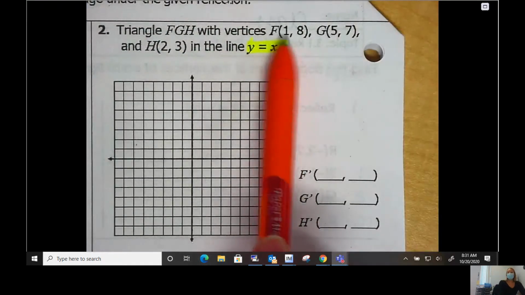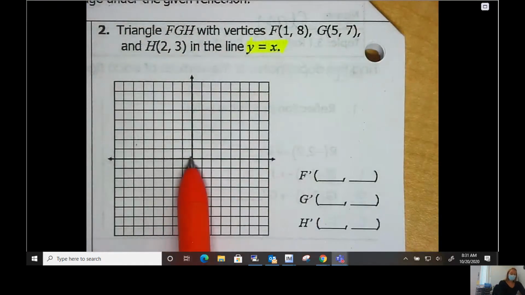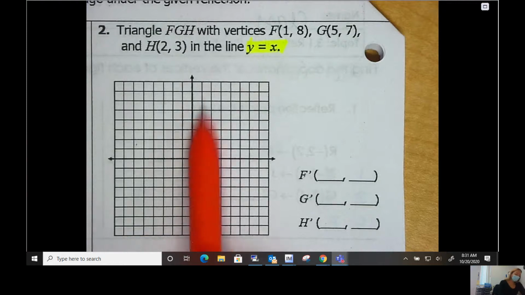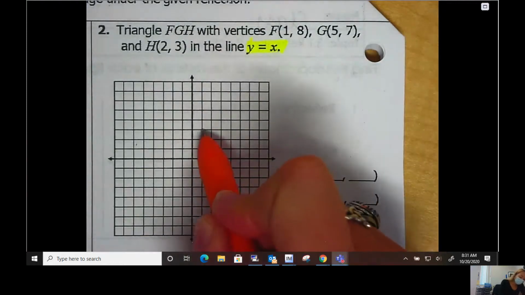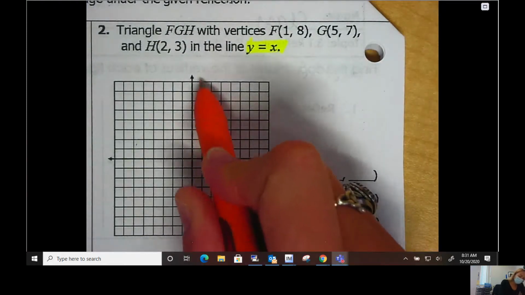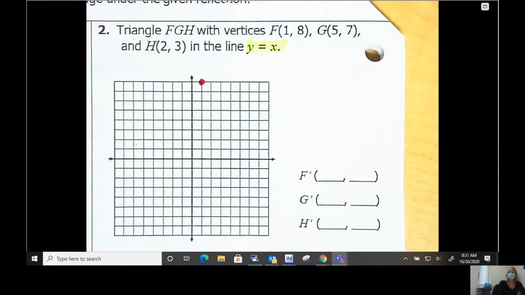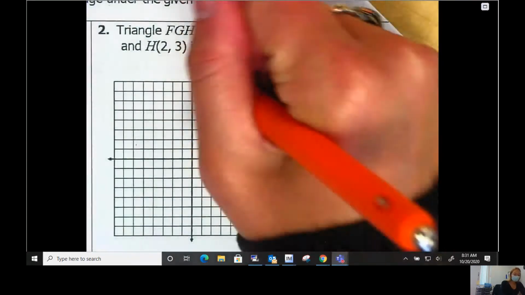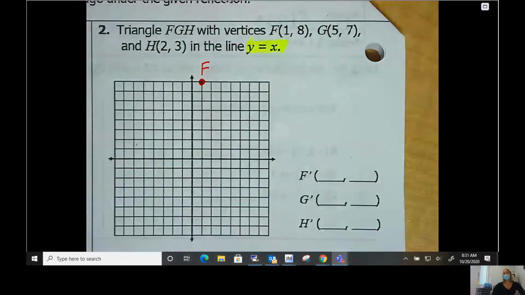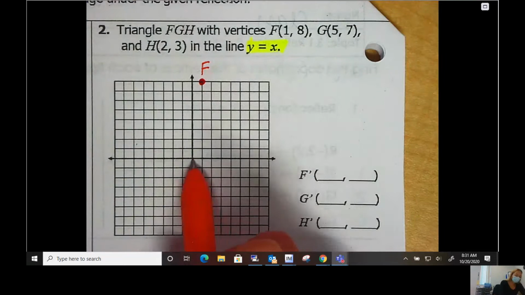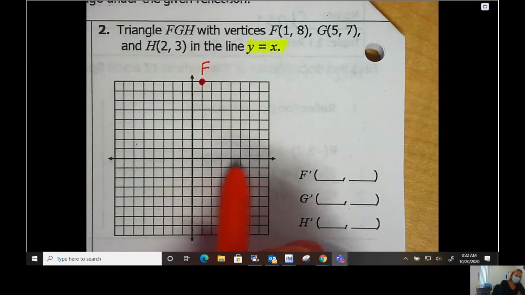So point F is 1, 8, which means you go over 1 and up 8. All the way at the top. You're going to put your point there and you're going to label it F. G is 5, 7. That means you go over 5 and up 7.